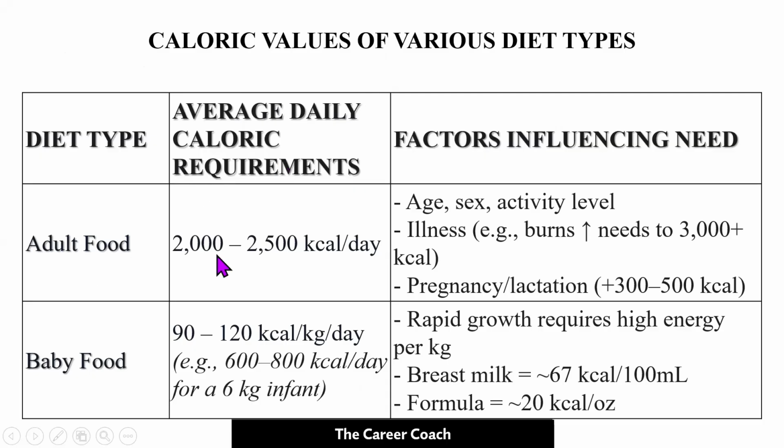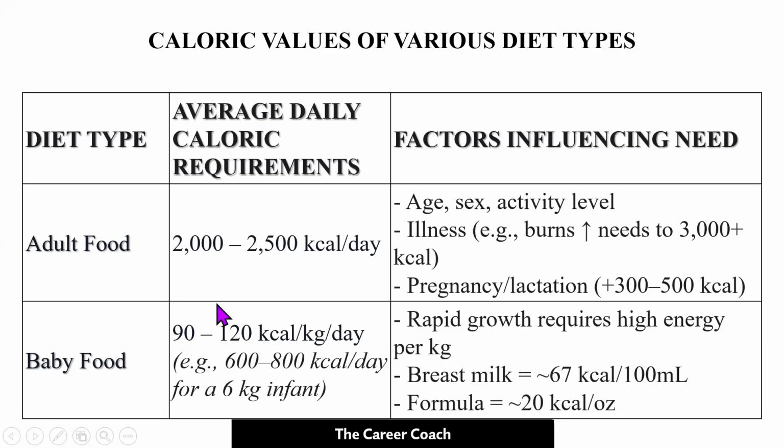Adult food: the average daily caloric need is 2,000 to 2,500 kilocalories per day. It is affected by age, sex, and activity level. It's also affected by illness. For example, burns will increase the need for kilocalories to 3,000 plus per day. Pregnancy or lactation: lactating mothers need an extra 300 to 500 kilocalories.